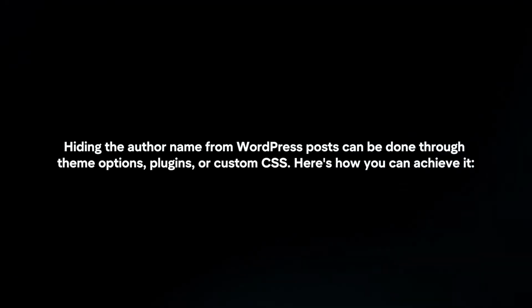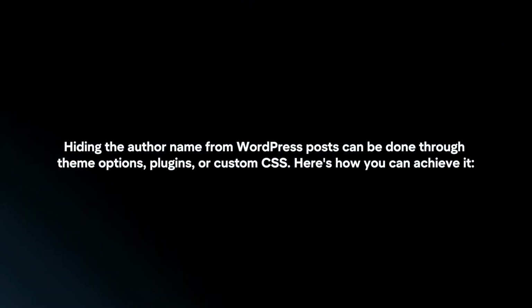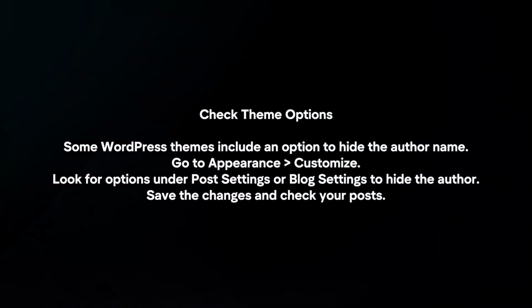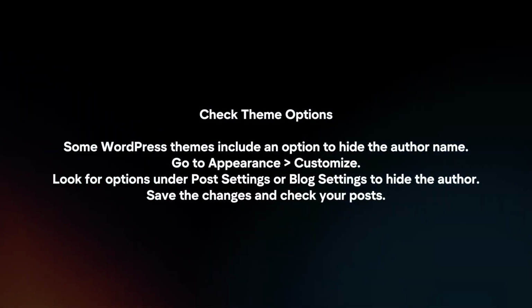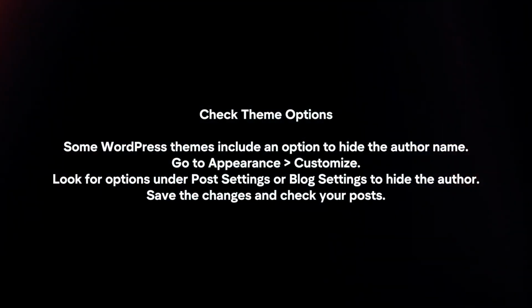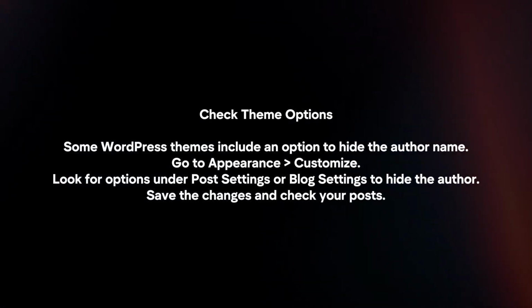Hiding the author name from WordPress posts can be done through theme options, plugins, or custom CSS. Here's how you can achieve it. Check theme options. Some WordPress themes include an option to hide the author name. Go to Appearance, Customize. Look for options under Post Settings or Blog Settings to hide the author. Save the changes and check your posts.